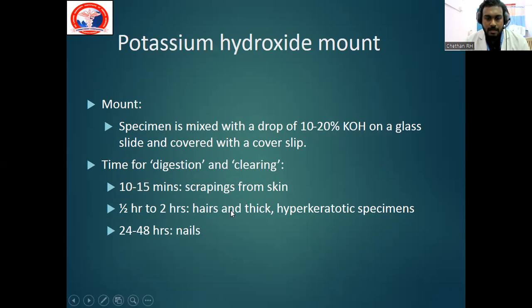And for hairs and thick hyperkeratotic specimens, it will take anywhere from 30 minutes to 2 hours. And for nails, it will take anywhere from 24 to 48 hours using 10% KOH. One important thing is that the KOH will basically digest the cellular debris present in the scrapings. Once the cellular debris is cleared, you will be able to see the fungus more clearly. So that is the basic principle here.